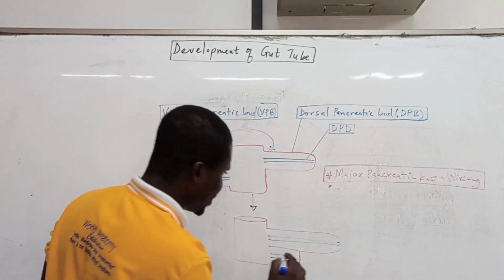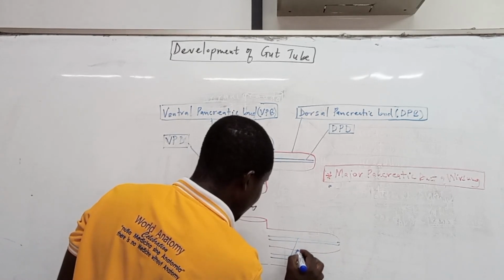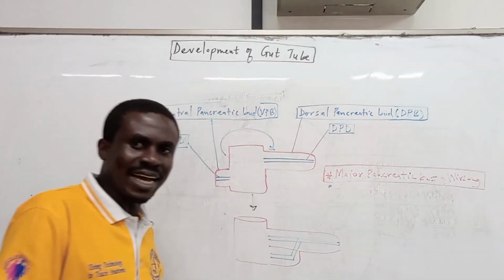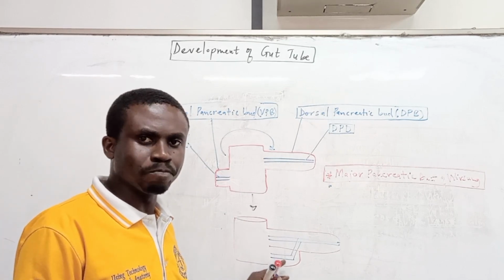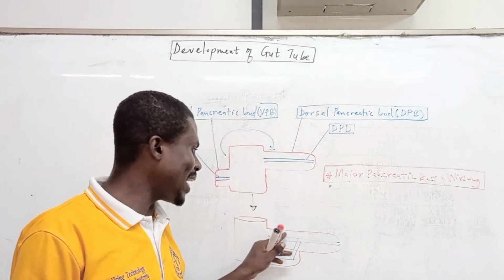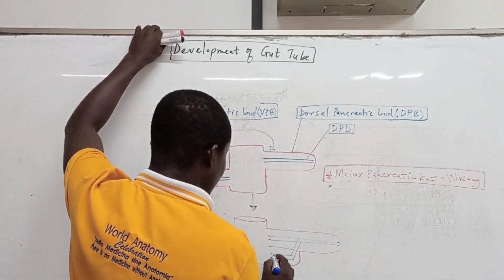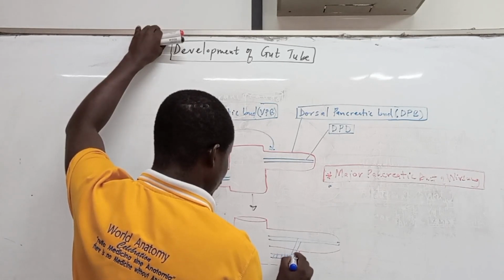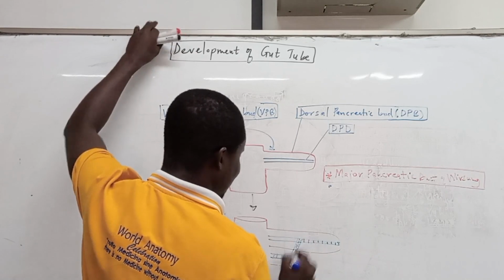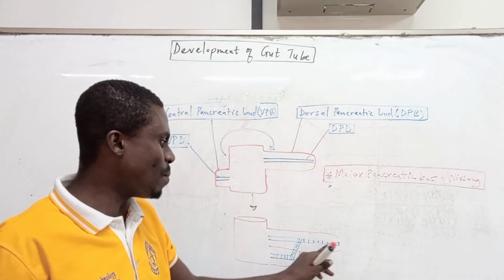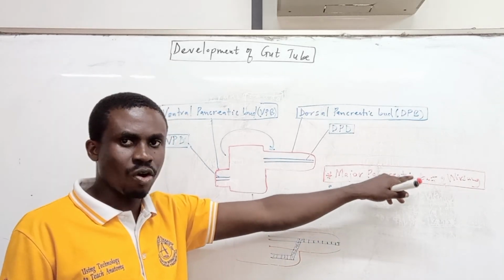Now, what is going to happen is there's going to be an anastomosis between these ducts. Between which ducts? The ducts of the ventral pancreatic bud and then the ducts of the dorsal pancreatic bud. There's going to be an anastomosis. So now let me just go through this to show you the connection. Now this highlighted region shows you the major pancreatic duct of Wirsung.